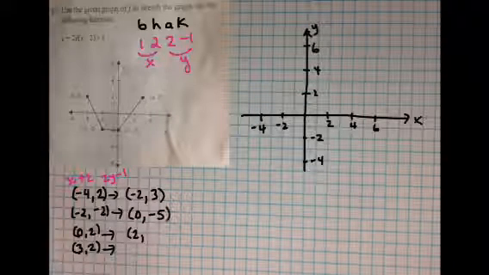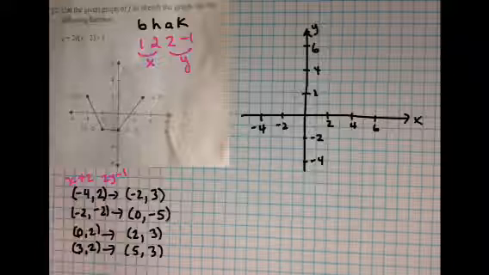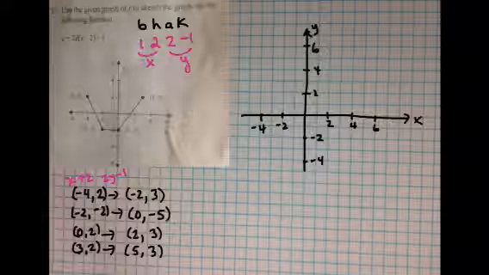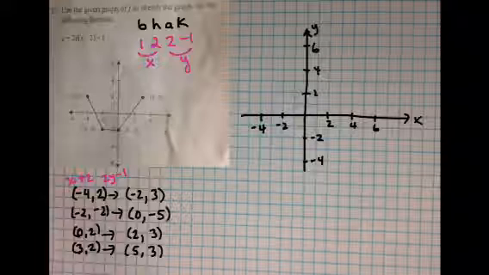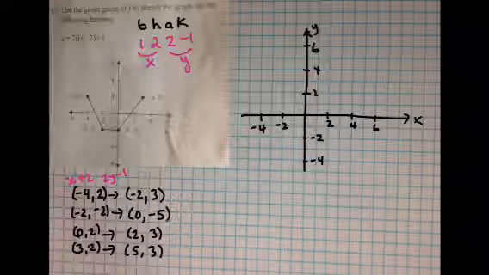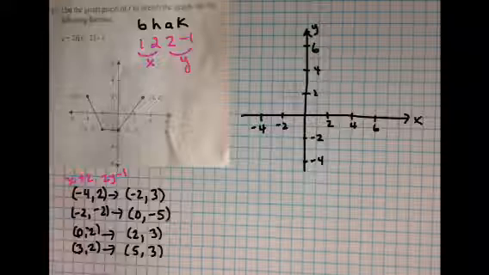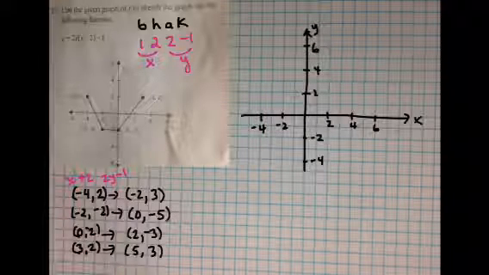Then 0 plus 2 is 2, 2 times 2 is 4, 4 minus 1 is 3. And then 3 plus 2 is 5, and 2 times 2 is 4, 4 minus 1 is 3. Wait, I made a mistake somewhere here. Oh, sorry. In the initial thing, I just noticed right now, this is negative 2. I wondered why it didn't make sense. So 2 times negative 2 is negative 4, so this would be negative 5 right here. Okay, now it makes sense.